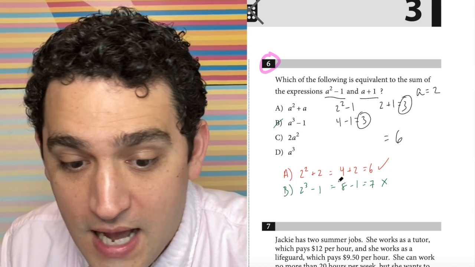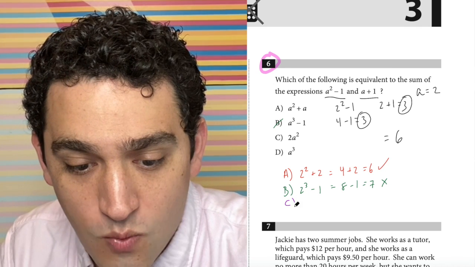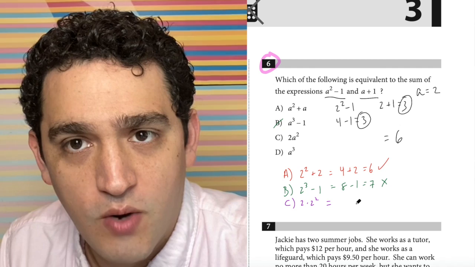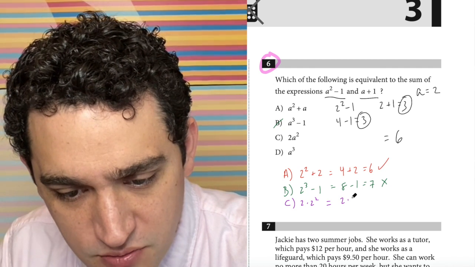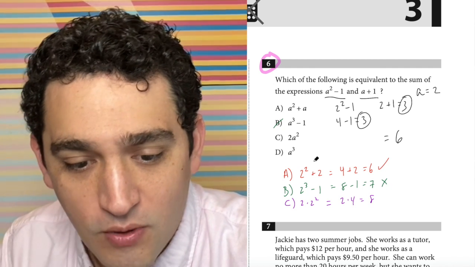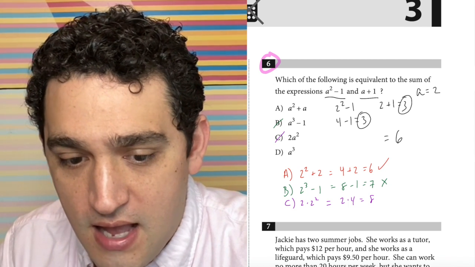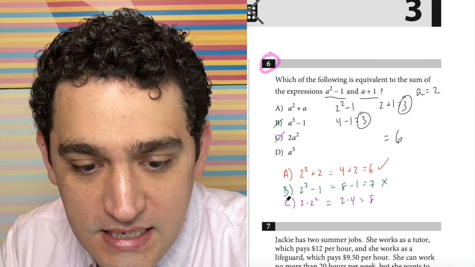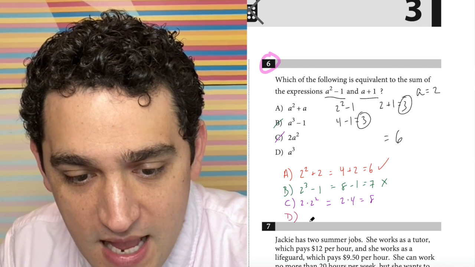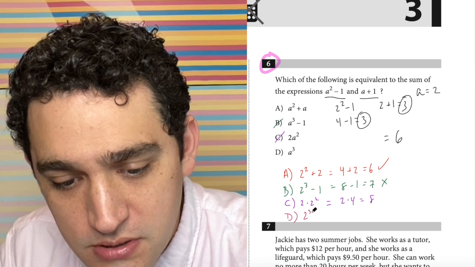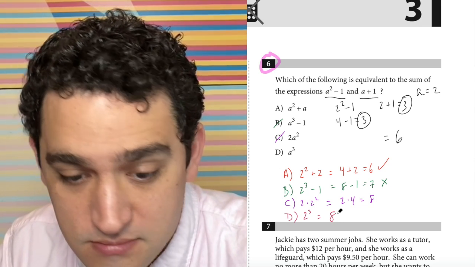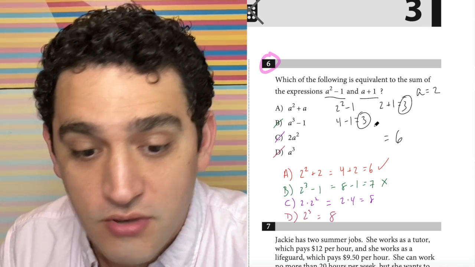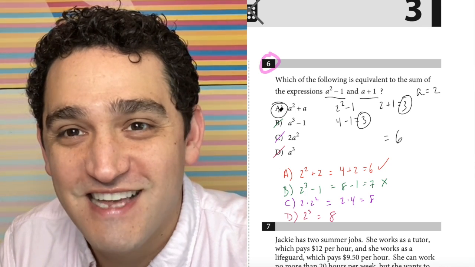We look at option C, 2a squared. That'll be 2 times 2 squared. 2 squared is 2 times 2. It's 4. This is 2 times 4. That's 8. We're getting further away. And then finally, we look at option D, which gives us a cubed, or 2 cubed. 2 cubed is 8. Also wrong. So, either way you try it, correct answer is A.